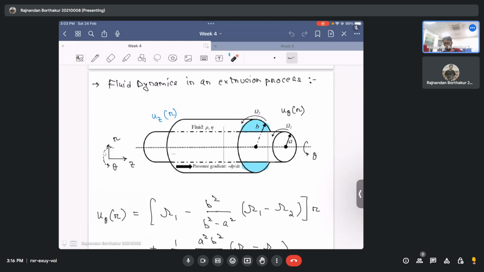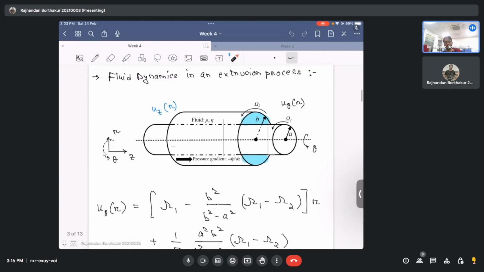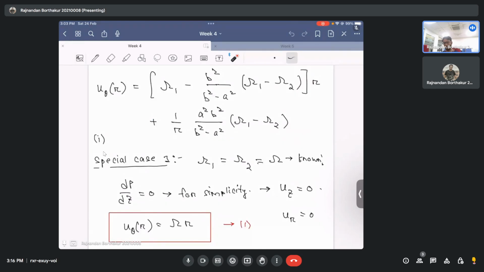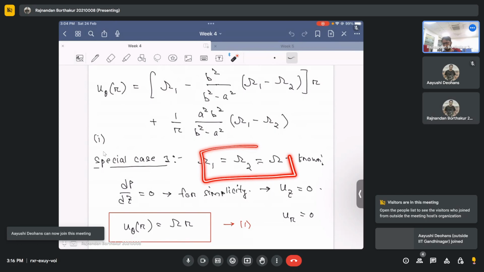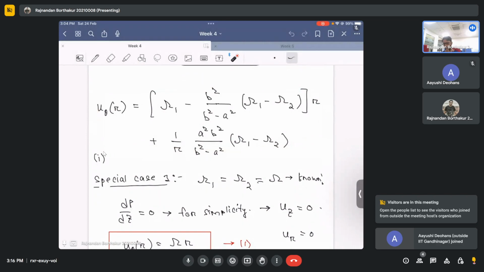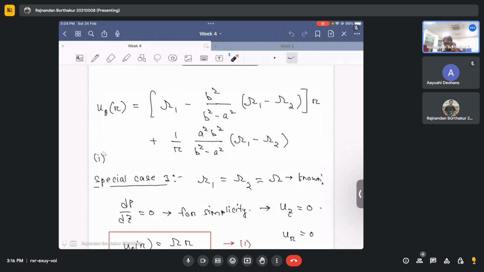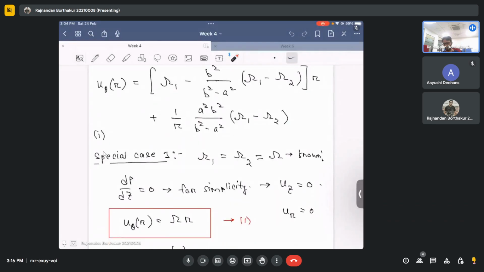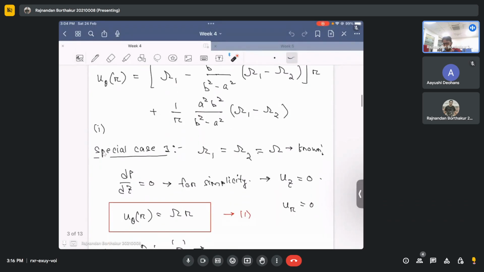But we looked into a special case where the axial pressure gradient was equal to 0. And then we looked at the condition where the angular velocities of the cylinders were of the same magnitude, that is, when omega 1 is equal to omega 2. In that case, using the simplification that there is no axial pressure gradient, by substituting that in the u theta expression of velocity, we found that the theta direction velocity is simply the product of omega and r.